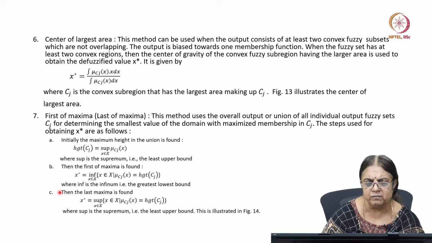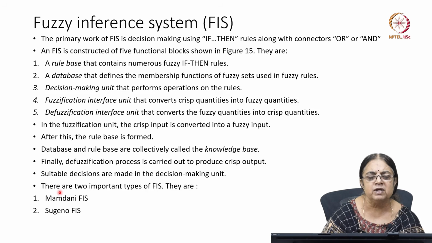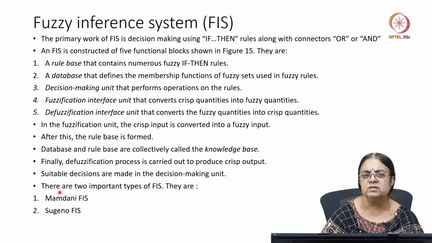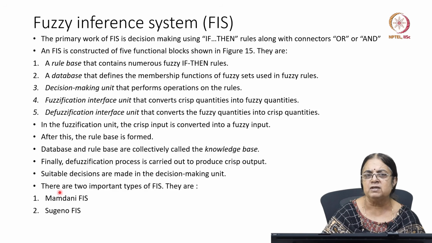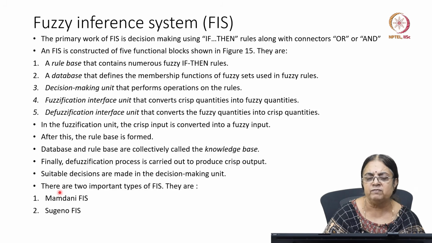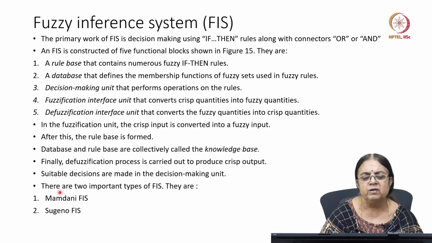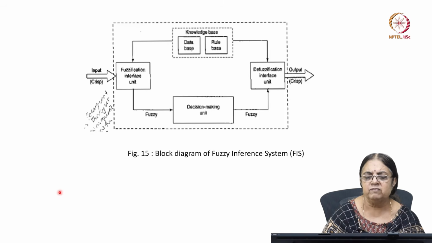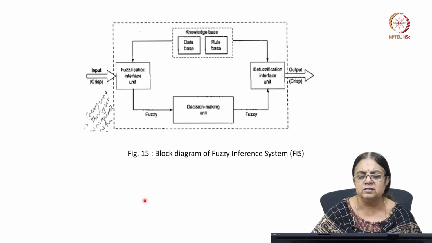So finally you have to carry out defuzzification, and finally you have to do the fuzzy inference system. How does the fuzzy inference system work? We have seen parts of it, we have seen how you do fuzzification, we have seen how you have if then rules, etc. So let us see what all is there in the fuzzy inference system.